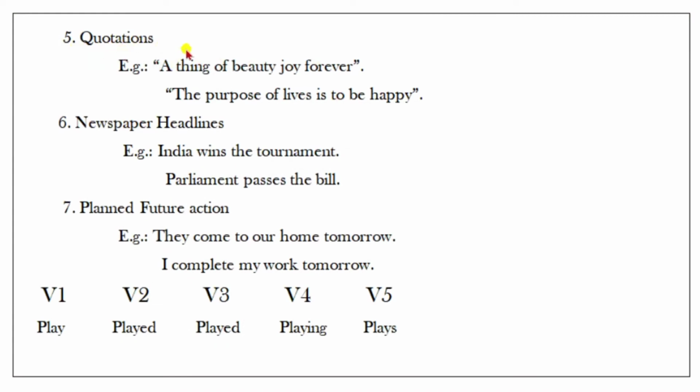Quotations also. A thing of beauty is a joy forever, by Keats. The purpose of life is to be happy, by the Dalai Lama. So quotations also we have to construct in simple present tense. Here the verbs joy and is indicate it is in simple present tense.